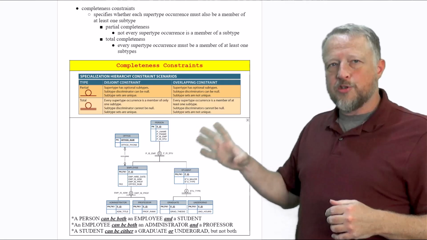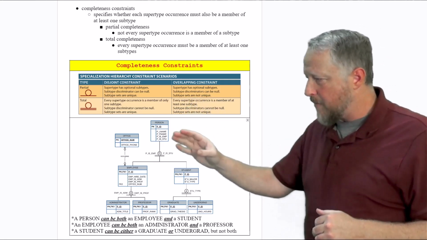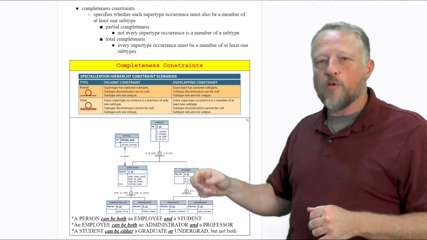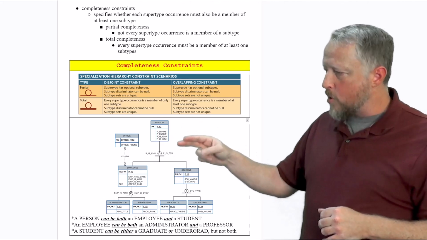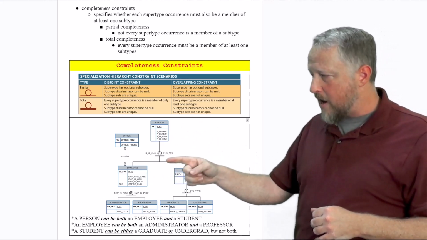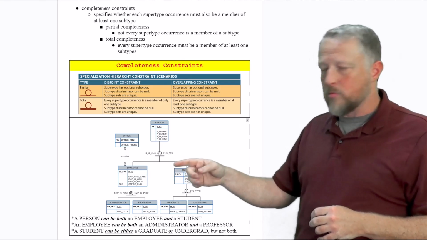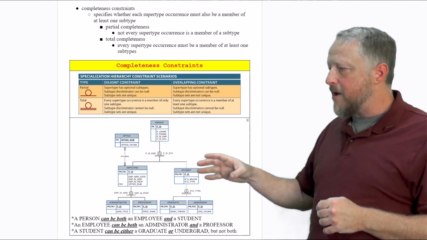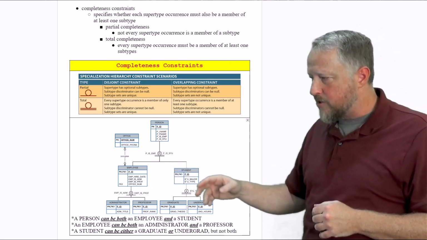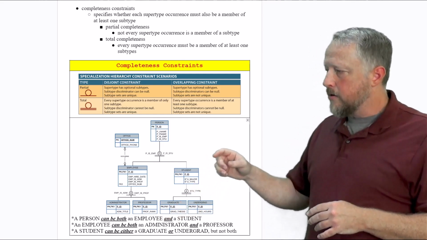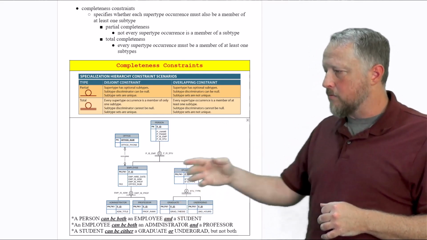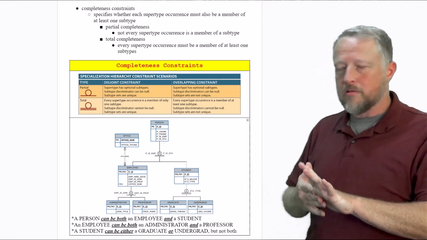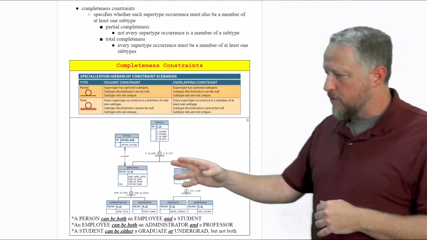So what I want you to do for this is, I'm going to focus on my two overlapping items. So from person down to employee, this is overlapping and it's a total. So that would be this one right here. It says that every supertype occurrence is a member of at least one of the subtypes. Okay? And then the subtype discriminant cannot be null, which makes sense because you have different types we have here. And then subsets are not unique. It's fine with this one.